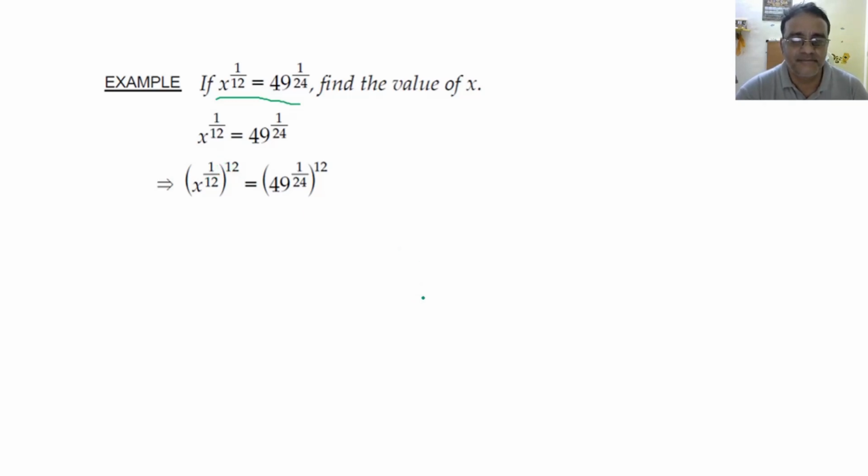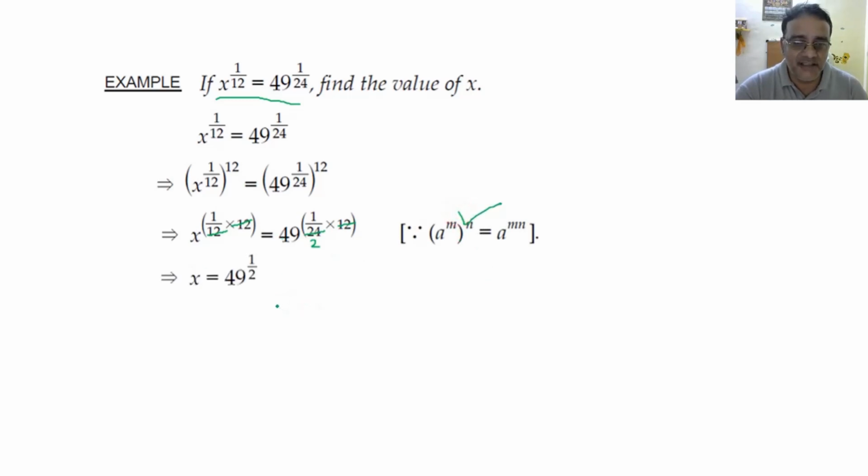A to the power m over a whole to the power n is equal to A to the power m into n. Right. So in the next step, these two cancel, and we'll get the power 1 here, and here we'll get 1 by 2. Okay. So x is equal to, this property we have used here, x is equal to 49 to the power 1 by 2.